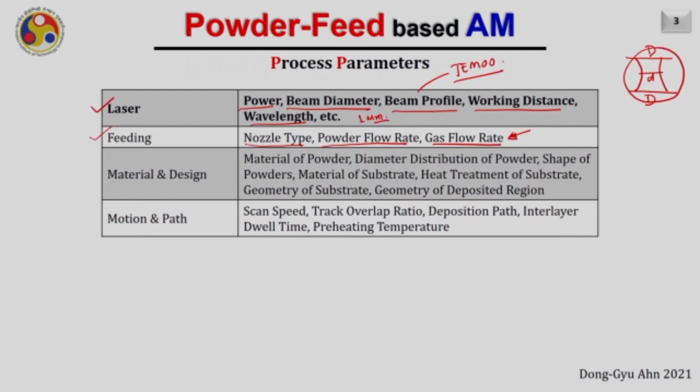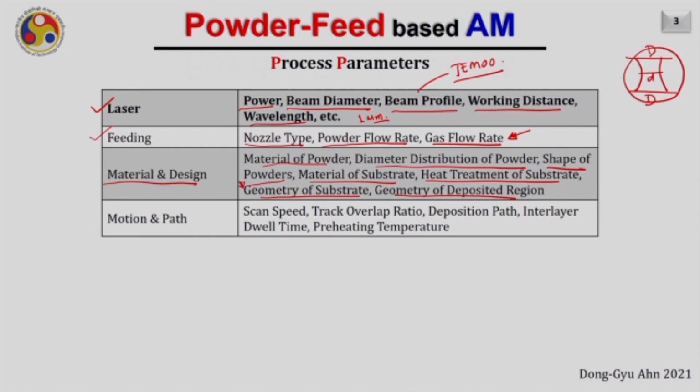Then the parameters related to material and design: the material of the powder itself, diameter, distribution of the powder particles, shape of the powder particles, material of the substrate on which we are depositing, heat treatment of the substrate, geometry of the substrate, and the geometry of the deposited region. Let me explain to you these two important things.